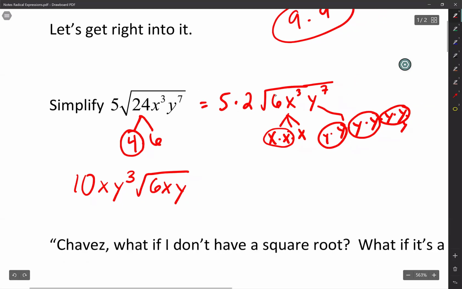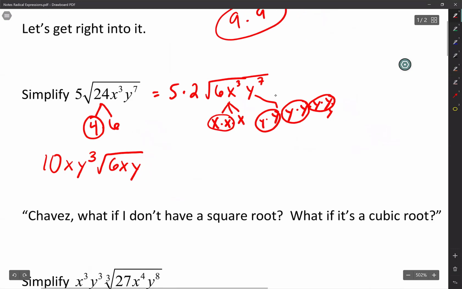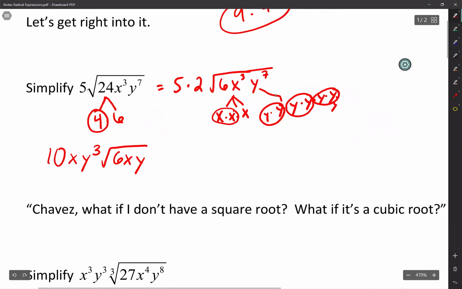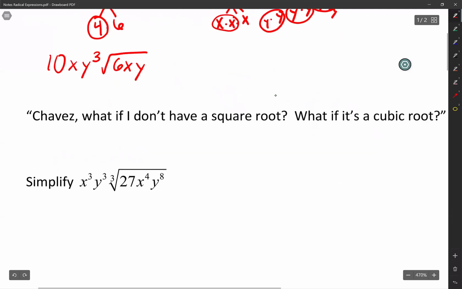Okay. So that's the whole idea, guys. And then this is you guys. Do you want to read this? Do you want to read that, Vargas? What if I don't have a square root? What if it's a cubic root? I'm so glad you asked that, because life is not always simple, right? You don't always just have square roots. So look at this one here. This one's a cube root.